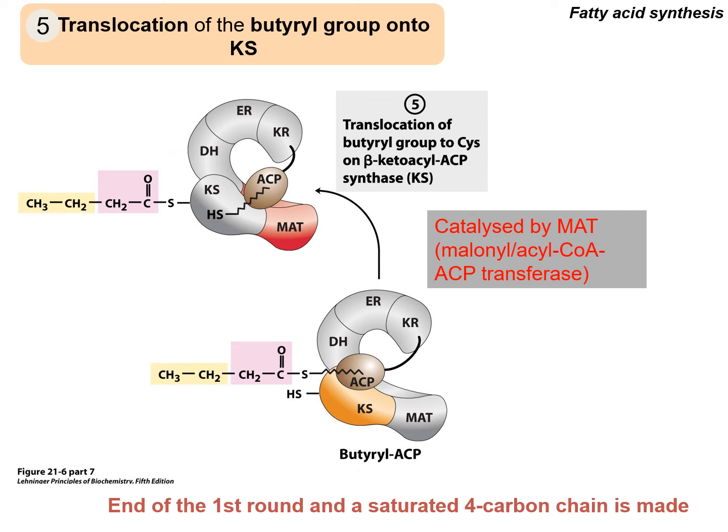Now, this butyryl group is then translocated from this end of the protein onto the acyl carrier protein. And this is the end of the first round to generate a saturated 4-carbon chain.